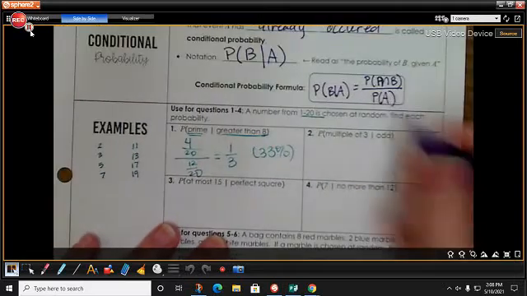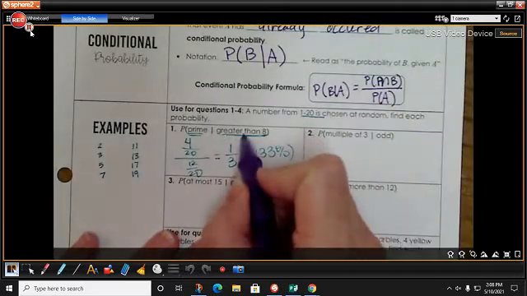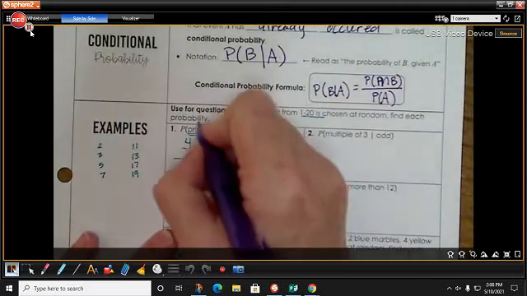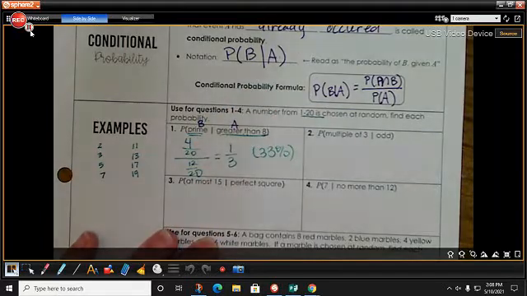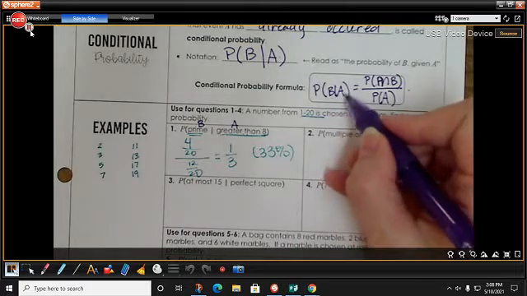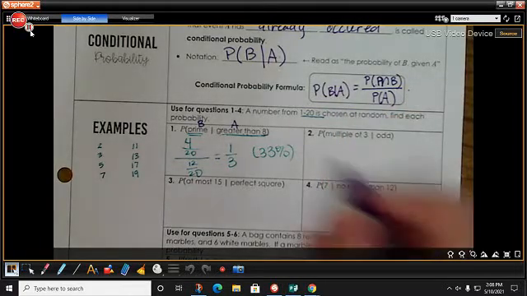The main thing to watch out for here is that A is the second thing. This is B, this is A. So when we're finding that probability and using this formula, remember we're doing B given that A happened first.